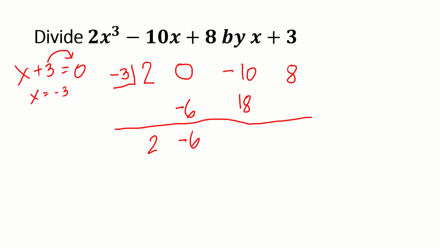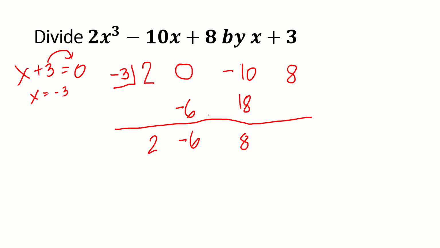Then, pagpababa ulit, add. Magkaiba ng sign kaya minus, then copy the sign of the term with a higher absolute value. So negative 10 plus 18, so minus, so the answer is 8. Positive or negative? So the answer is positive 8. Kasi nga, mas mataas ang absolute value ng positive 18 kaysa negative 10.